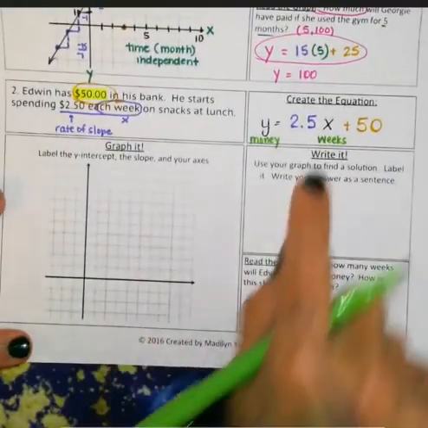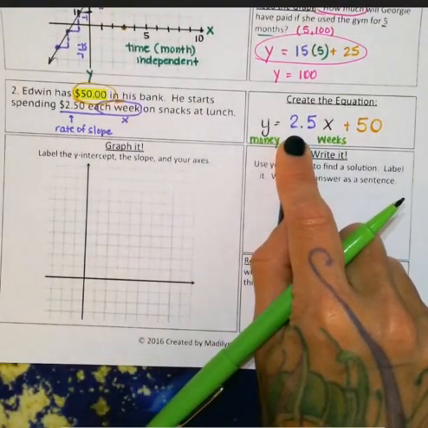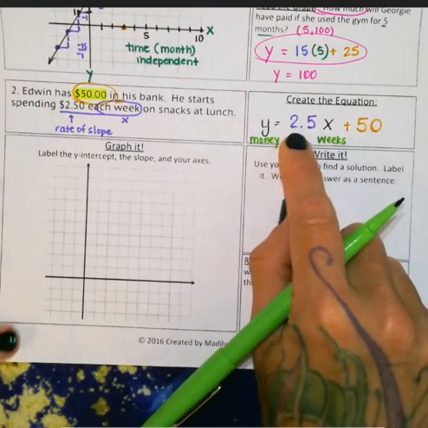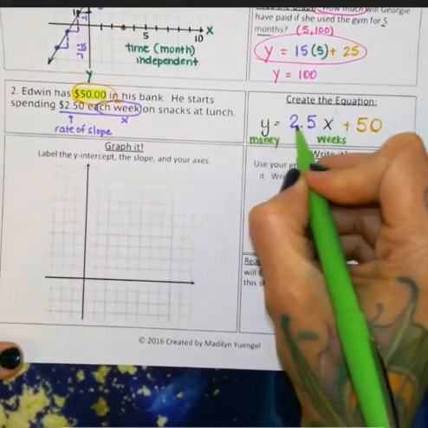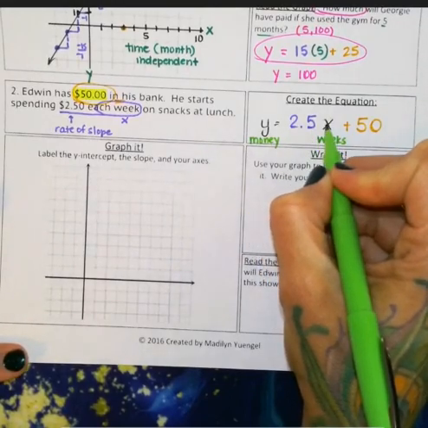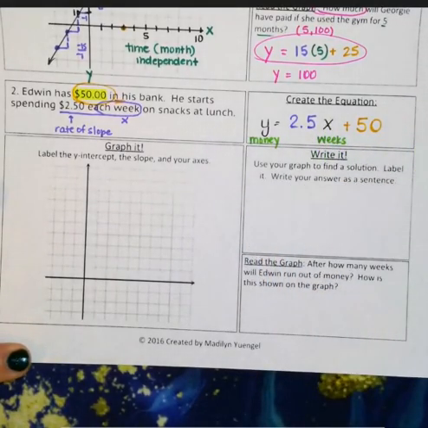If we go to our graph, now 2.5, if I count by twos, if I do twice, that's going to be a positive 5. So if I put a 1 here, 2.5 times 1 is 2.5. 2.5 times 2 is 5. Plus 50 gives me 55. 5 is a great number.